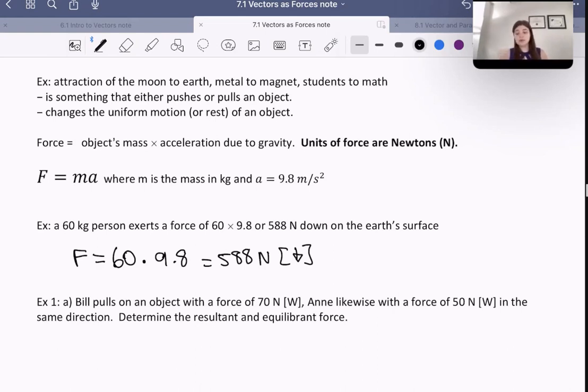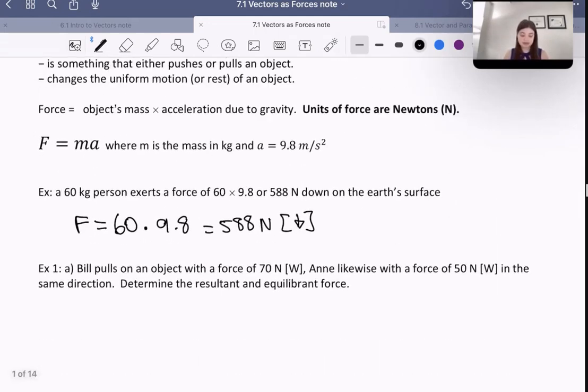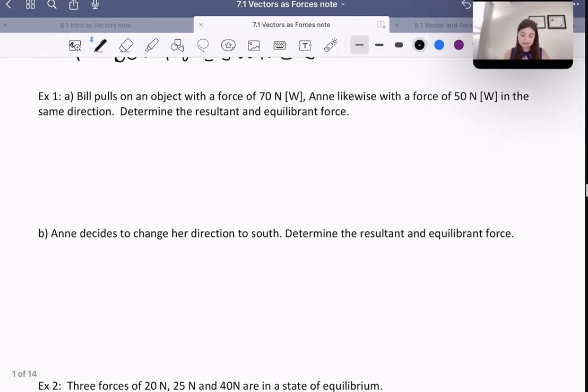Okay, here's a few other examples that I want to go over. We're going to start with some pretty simple examples today, because this is just an introduction to vectors as forces. So example 1 says, Bill pulls on an object with a force of 70 newtons west. So let's say here's our object, and he's going to pull 70 newtons west this way. And likewise Anne pulls with a force of 50 newtons in the same direction, also west. Determine the resultant and equilibriant force.